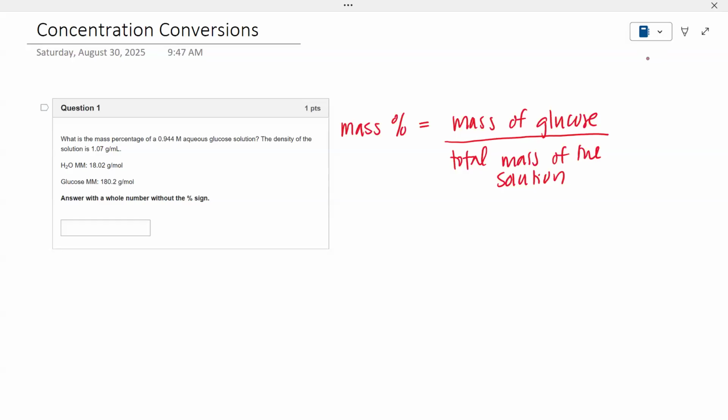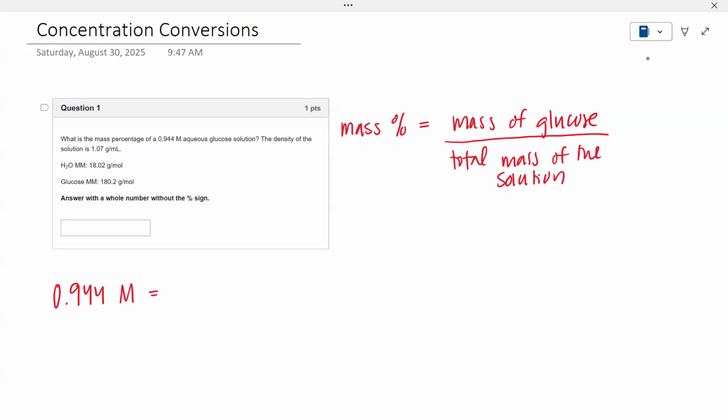All right, so I know that I have a 0.944 molar solution. So let's break down what that means. This is where I recommend just selecting an arbitrary amount. I don't know how much of the solution I have. It doesn't matter, because if I have 1 liter or 10 liters or 1 milliliter, the concentration is always going to be 0.944. So I'm going to say that we have 1 liter of it because that makes the next step much simpler.